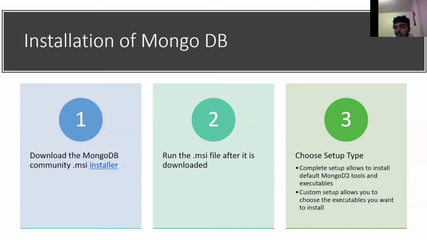Complete setup means that the installer would use the default options and install all the default tools and executables to install MongoDB onto your computer, while custom allows you to choose the executables that you want to install. So custom gives you an option to be specific about what you want with MongoDB.